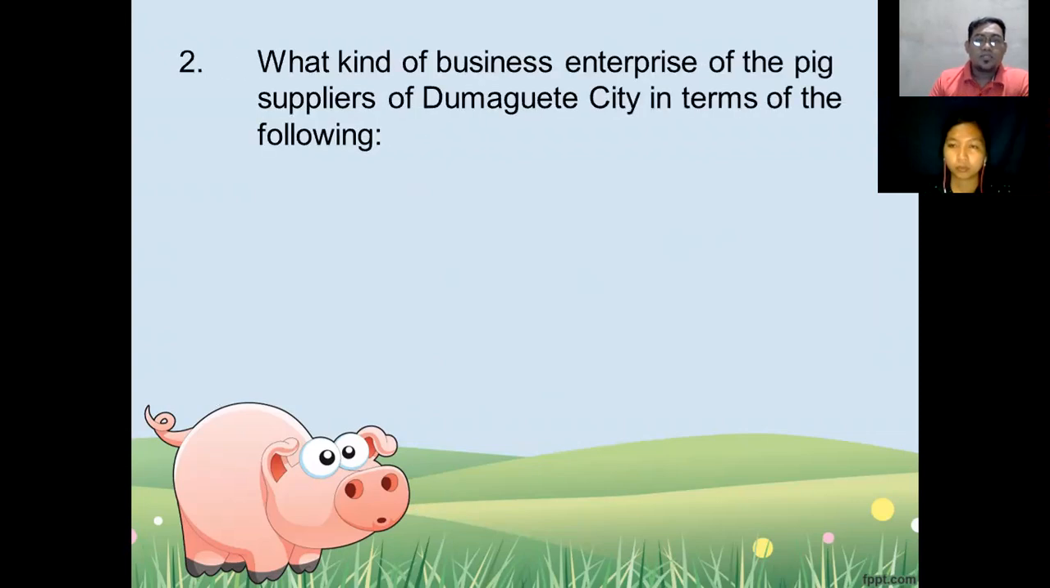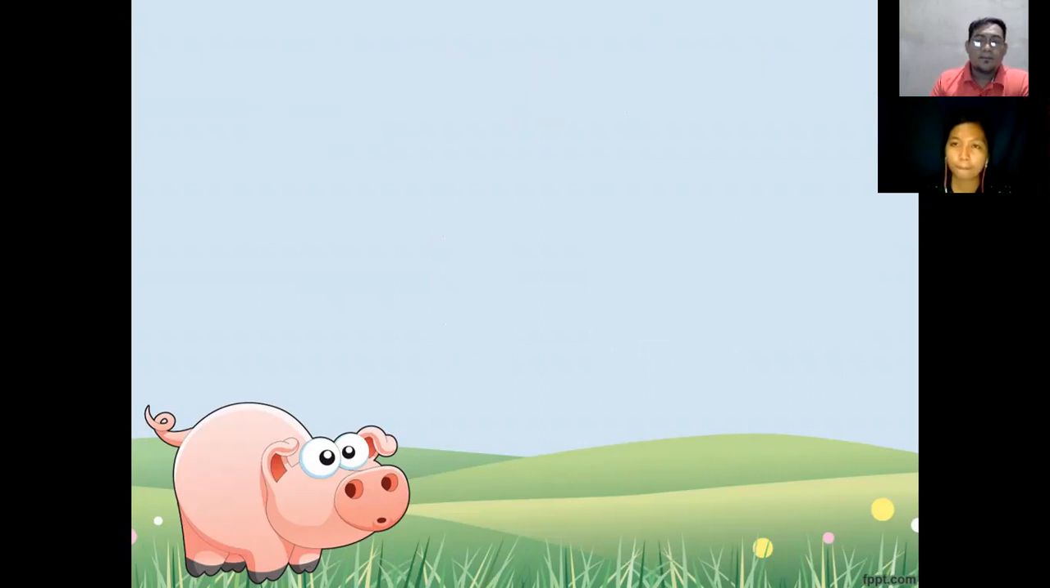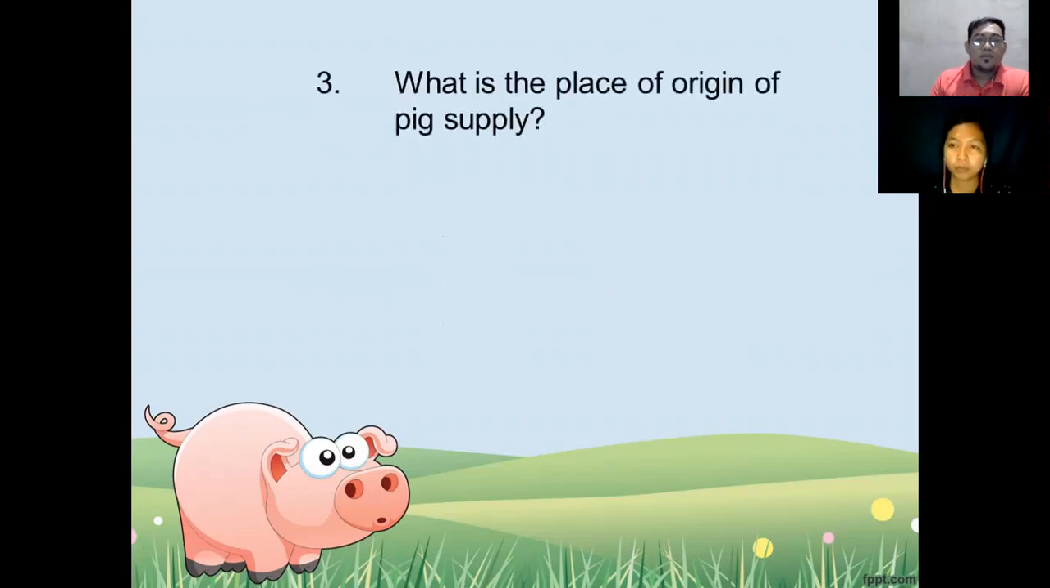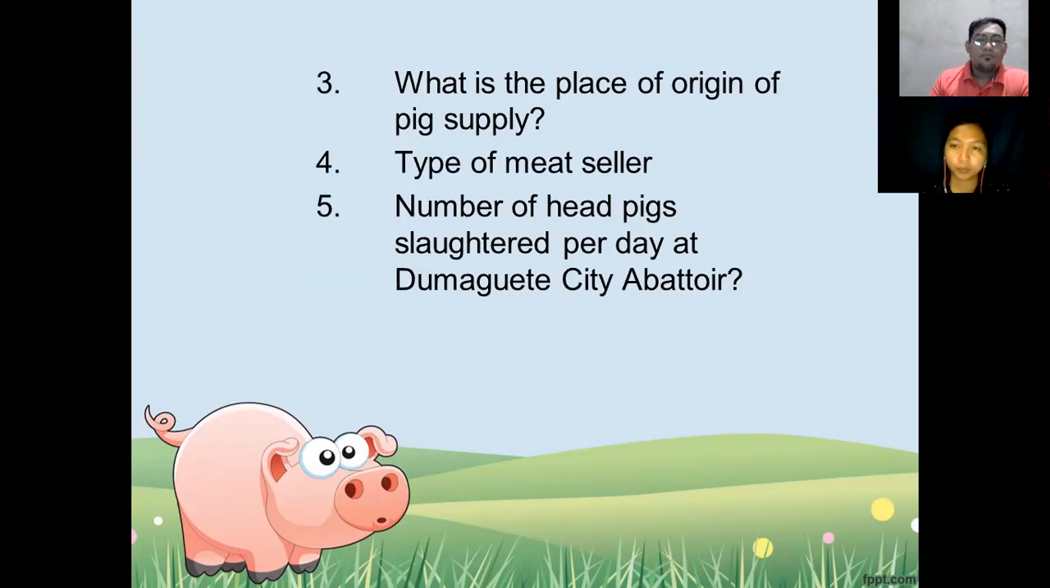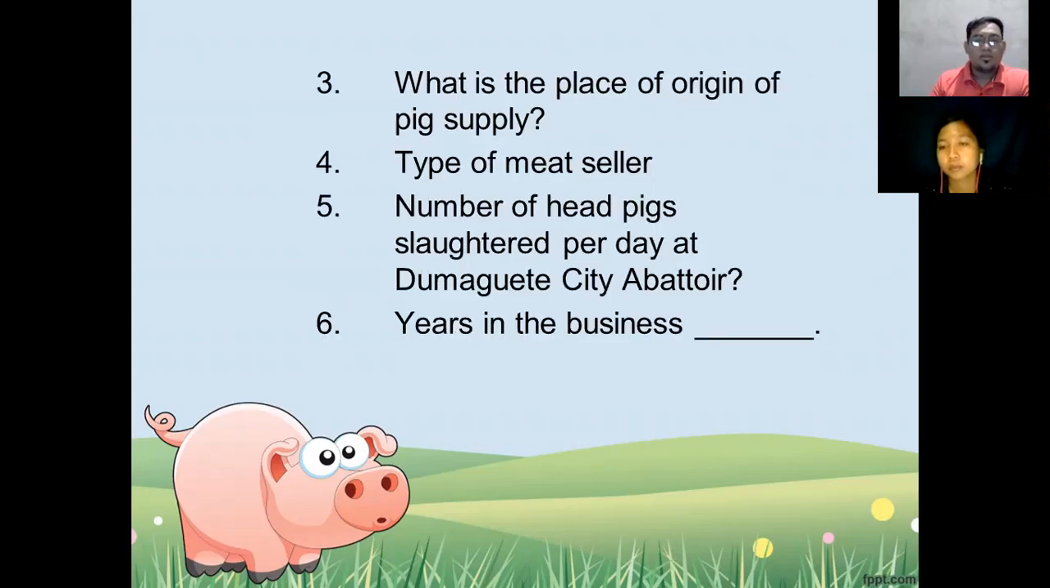Number two, what kind of business enterprise are the pig suppliers of Dumaguete City in terms of the following: piggery farm raisers or the conventional farm raisers, the backyard raisers, and the middlemen. Number three, what is the place of origin of the pig supply? Number four, type of meat seller. Five, the number of heads of pigs slaughtered per day at Dumaguete City Abattoir, and years in business of the suppliers, whether middleman or raiser.